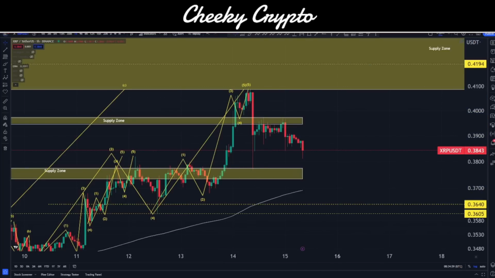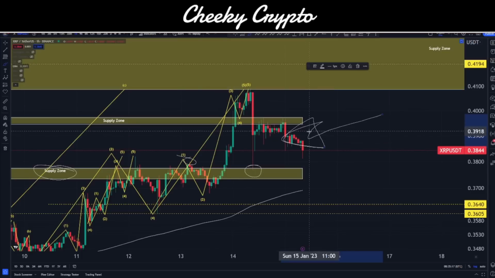And we can see that we came down, and we have this wick here coming back into our previous supply area that has turned into a demand area. So we can see that right in here. But this wick here is very important because it crosses the peak up here. Which basically means this cannot be considered a wave 4. It would invalidate that.